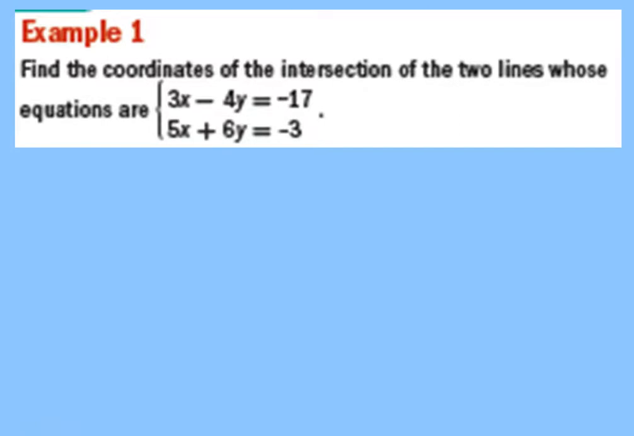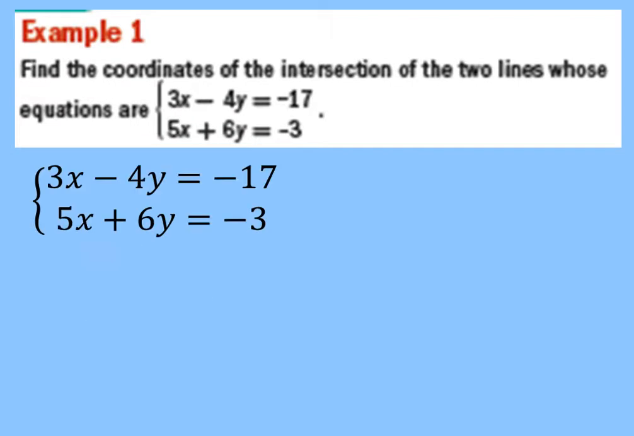This is something that you did in algebra last year. We're going to take these two equations and manipulate them, because the way they're set up now, we have a 3x and a 5x. Those don't match up. They're not opposites. They won't cancel out if we add them together. Similarly, the negative 4y and the positive 6y will not cancel out. So we need to change them so that when we add them together, one of those variables cancels out.